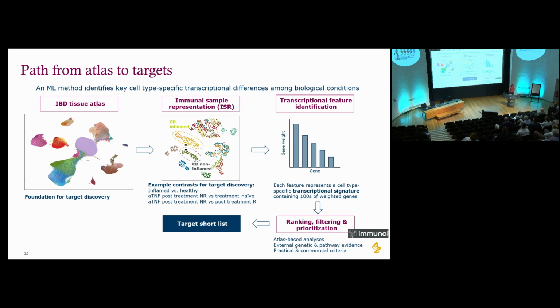This initial set of genes will then need to be further triaged based on atlas-derived data, but we will also include other metrics. So we'll include genetics data, we will include pathway evidence, and we'll also look at some commercial data or druggability data. And this will then result in our target shortlist.